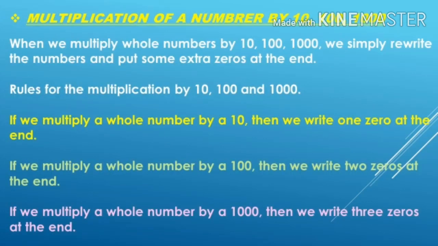To make calculation easy, we use certain tricks for multiplication. Like here, I am going to explain the multiplication of a number by 10, 100 and 1000. Children, when we multiply whole numbers by 10, 100, 1000, we simply rewrite the numbers and put some extra zeros at the end. Let me explain the rules with the help of some examples.